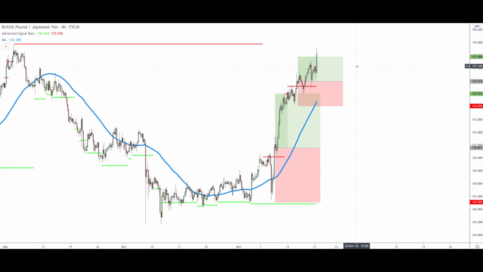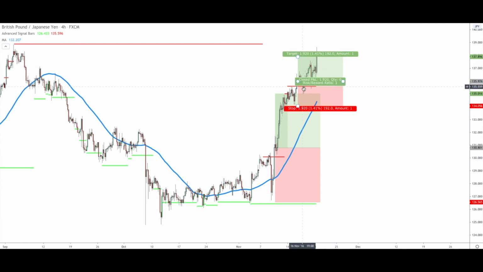I would like to take the chance to answer a question that I received recently, which is what should I do if the price falls back down below this red horizontal line, which is displayed by the advanced signal bars? Well, just leave it. Leave the trade open. It's not significant. What we are looking for is a break above this red line.